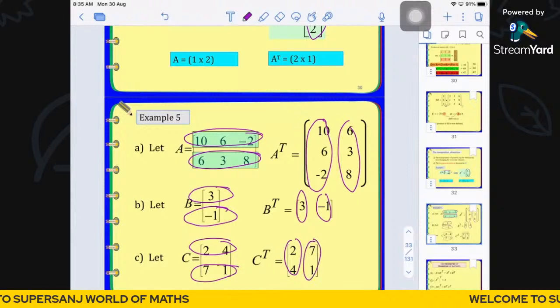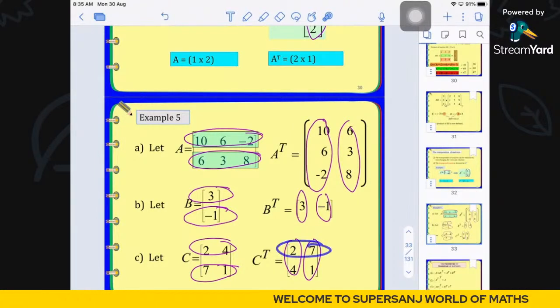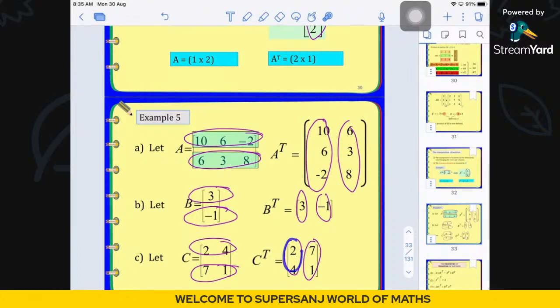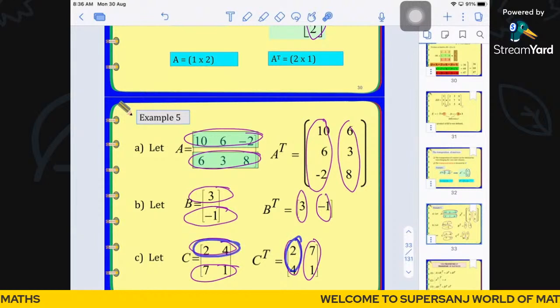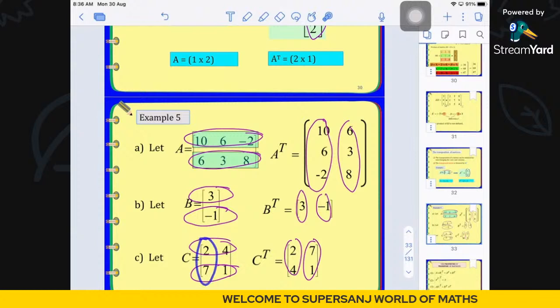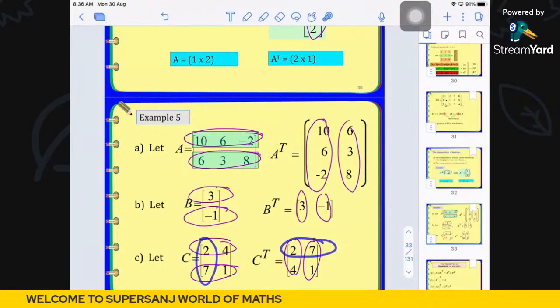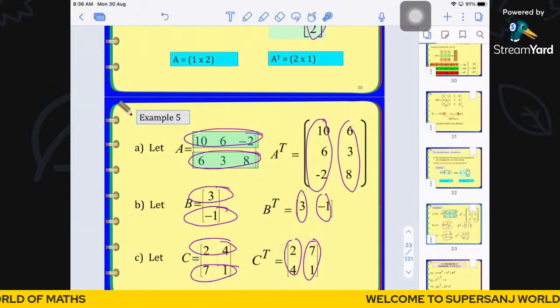So some people might ask me, sir, can column become row? Yes, can. If you take 2, 7, oops, sorry. If you take 2, 4 here, which is a column, it can become a row. Or you can see 2, 7 here is a column, you change it to row, also can. Understand? So row become column or column become row, also is the same thing. Not much difference over there. Clear? Is the same thing.